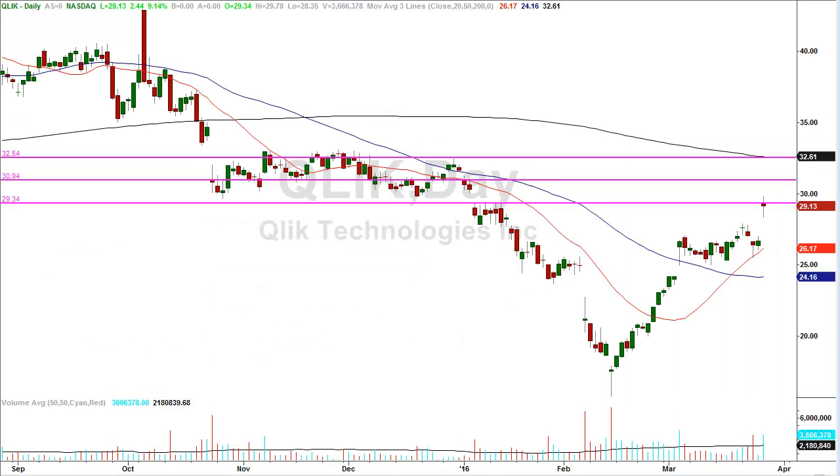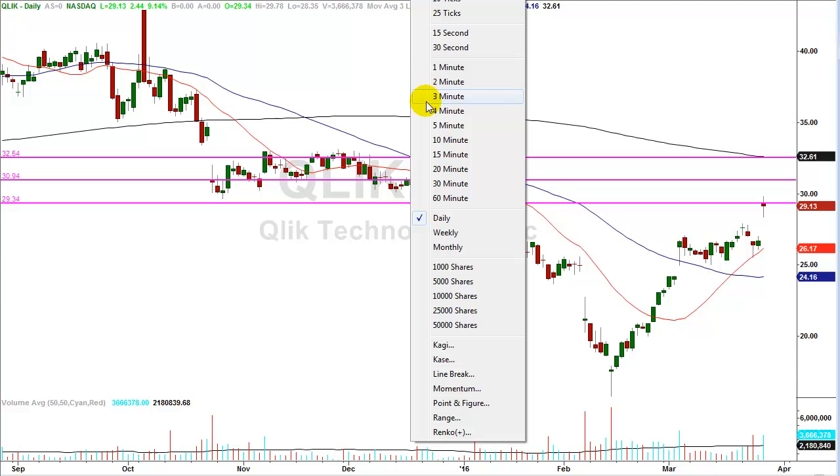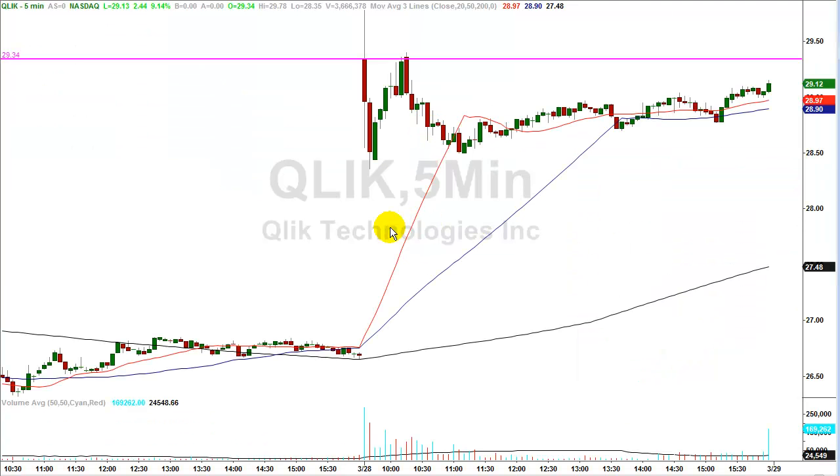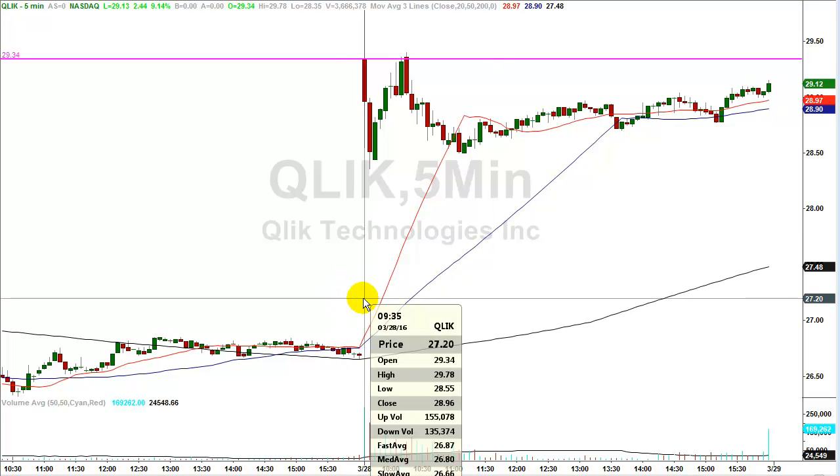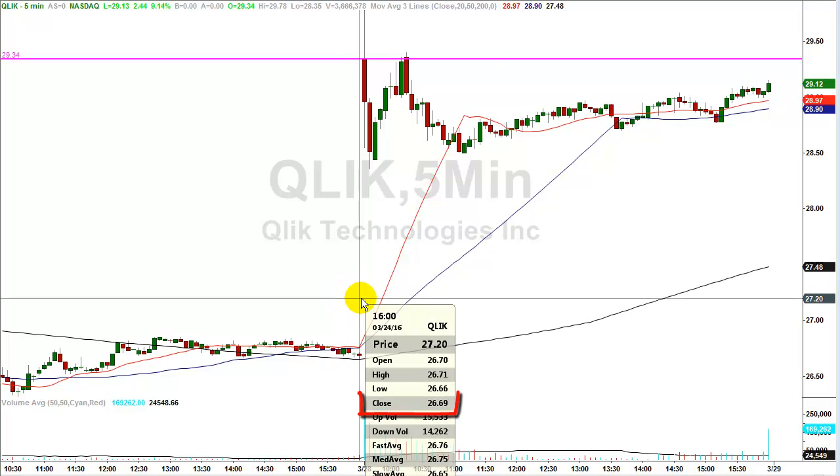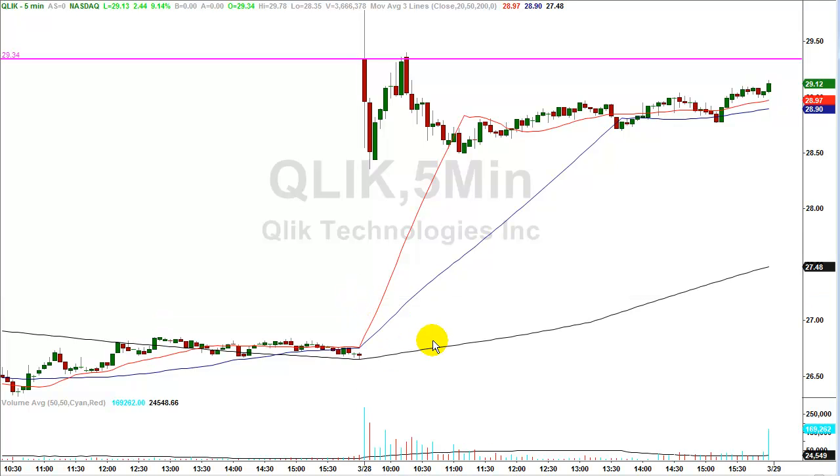The first one was QLIK. Let's go down to a shorter time frame than the daily chart. We'll look at a 5-minute chart. As you can see here in QLIK, in the first 5-minute candle of the day, the stock came up to the 29.34 level where I told members it should find resistance. The prior day's close was at 26.69, so it's a pretty healthy gap higher in the morning.